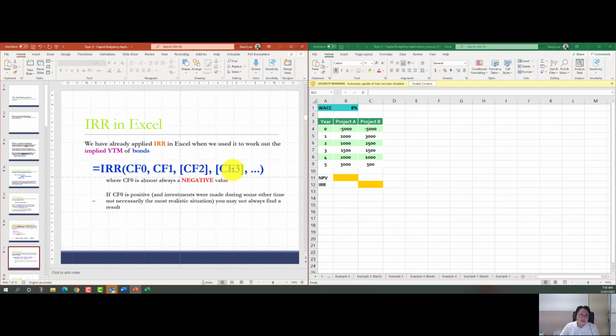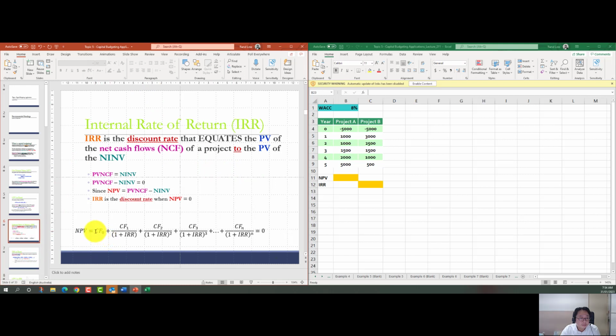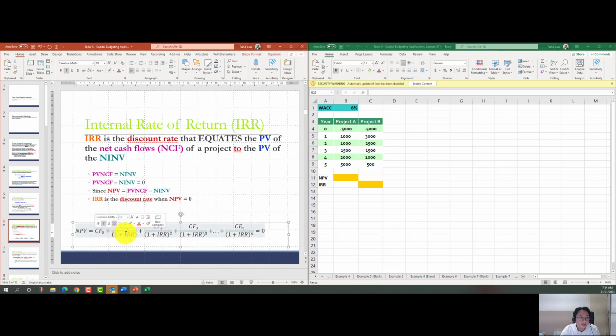So CF naught is almost always a negative value, right? What this means is that CF naught is usually the outlay or the initial investment to start the project, okay? There are times that cash flow naught can be positive, and investments are made during some of the time. It's not the most common situation, but you might not always find a result. So basically, don't be misled, and we have CF naught here. This is actually a negative investment amount. These are all positive cash flows.